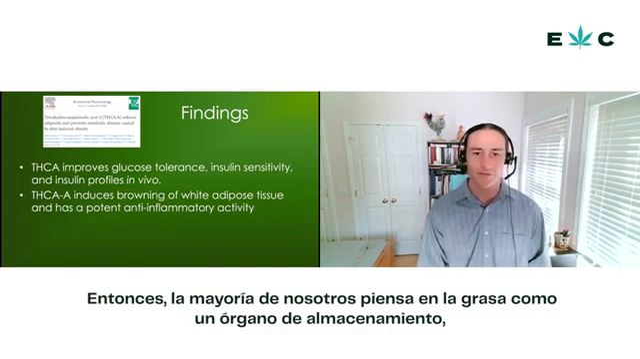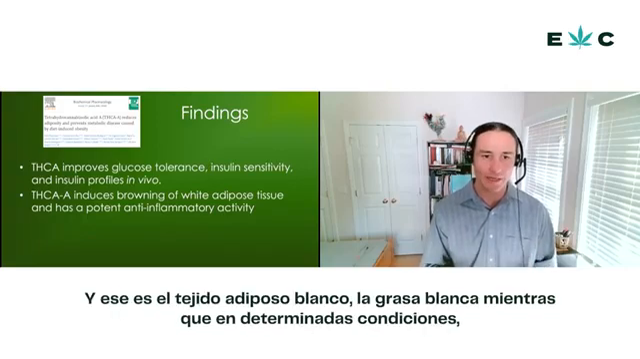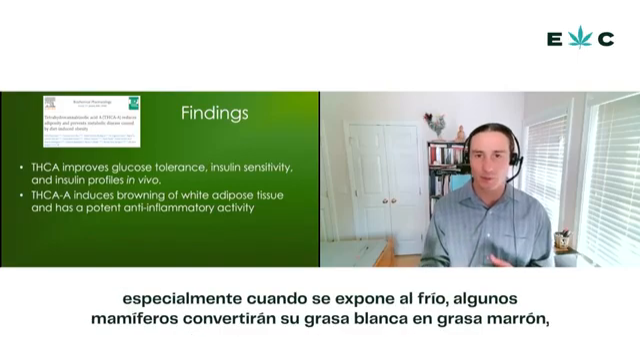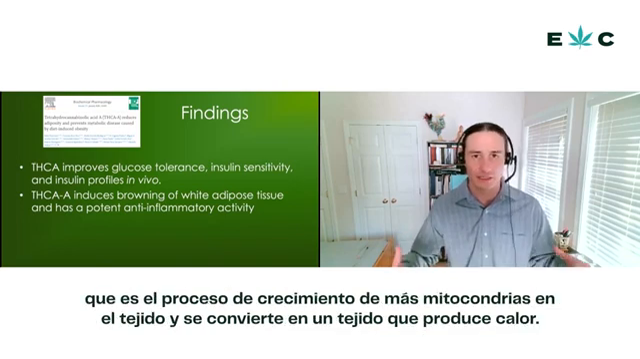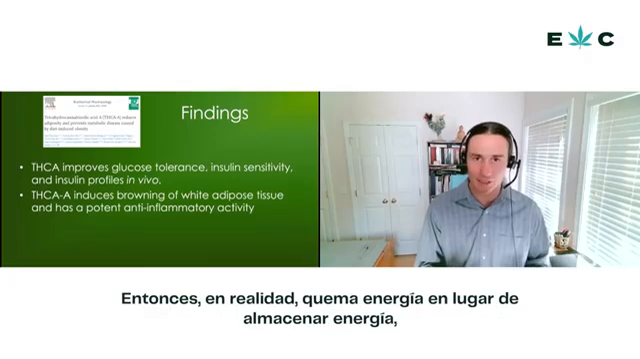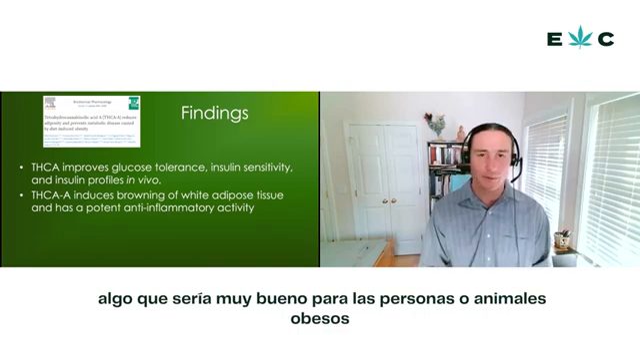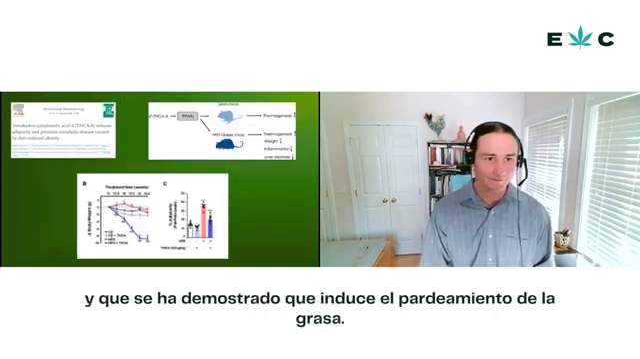So most of us think of fat as a storage organ, something that just stores calories and stores energy. And that's the white adipose tissue, the white fat. Whereas in certain conditions, especially when exposed to cold, some mammals will turn their white fat into brown fat, which is the process of more mitochondria growing in the tissue, and it becomes a heat-producing tissue. So it actually burns energy instead of storing energy, something that would be very good for individuals or animals that are obese. And THCA was shown to induce browning of the fat.